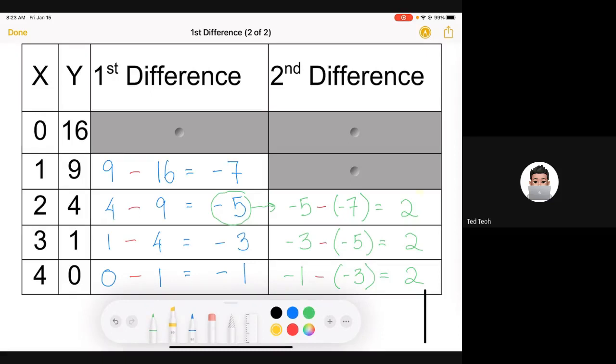When your second difference is constant, it means that the equation is a quadratic. When you draw it, it's going to be in the shape of a U or the shape of an N. That's all you really need to know for today. If the first difference is constant, it's a linear equation. If the second difference is constant, it's a quadratic equation. And that is it.